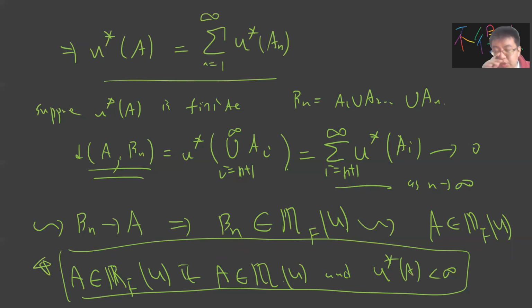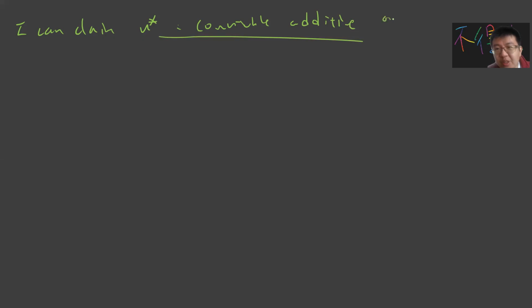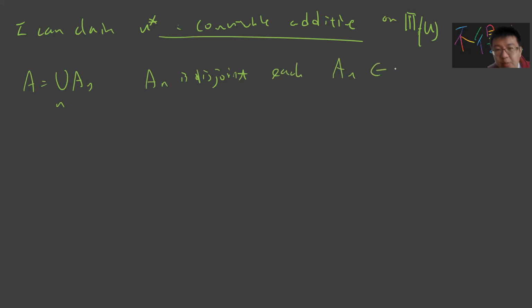Finally we want to drop this condition. Now finally I can claim mu star is countably additive. This is what I originally wanted to prove: that it's countably additive on this. If it's finite, then it's trivial. Let's suppose we don't do the finite case. So let's say A is a union of AN such that the AN are disjoint, and each AN belongs to this. Now if mu star AN is infinite, then the property of outer measure will give you that mu star A is infinite, so it's not important.